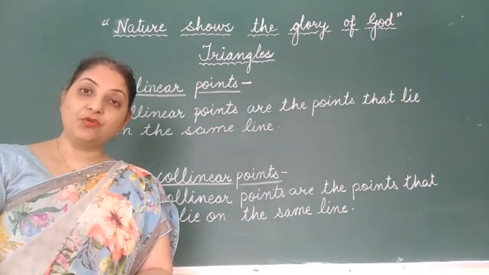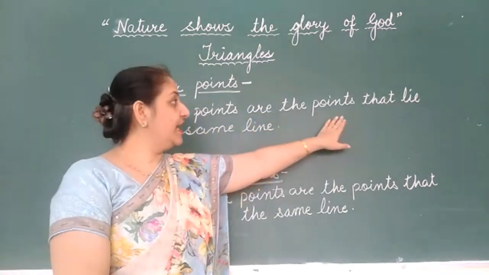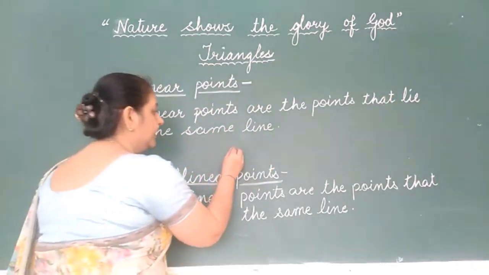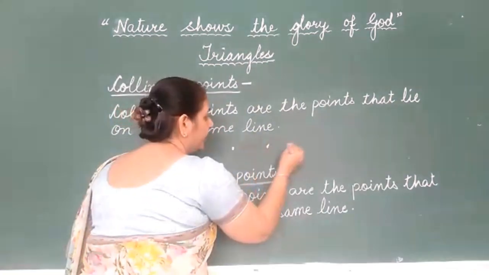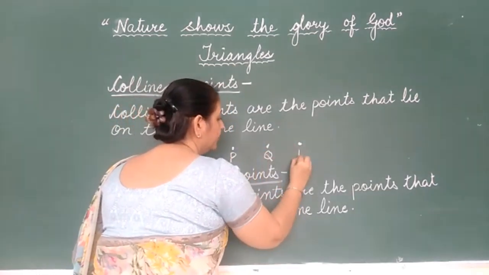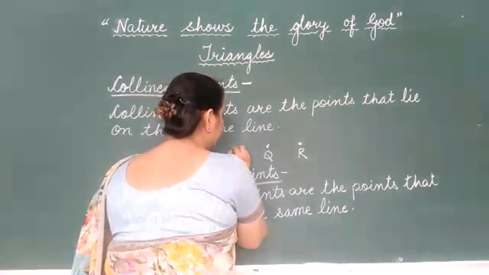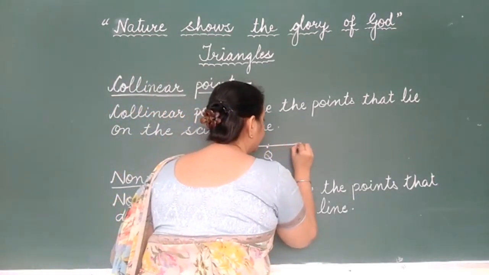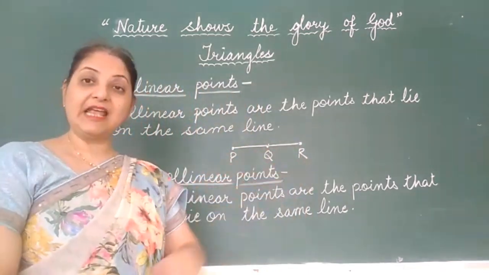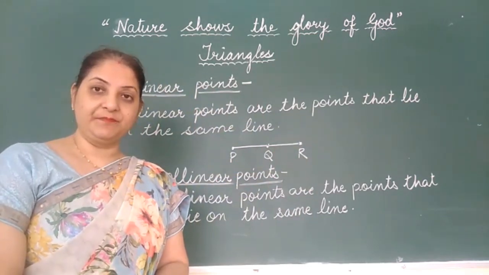Children, what are collinear points? Collinear points are the points that lie on the same line. For example, if I have some points, I am naming them P, Q and R. And if I join these points, I am able to join them with a straight line. That means they are on the same line. So these are known as collinear points.